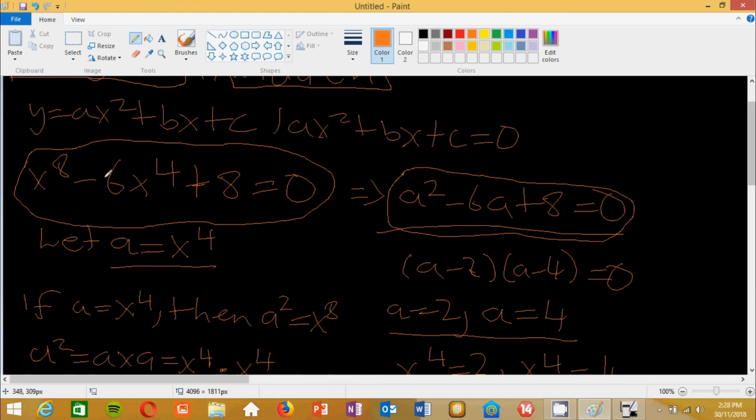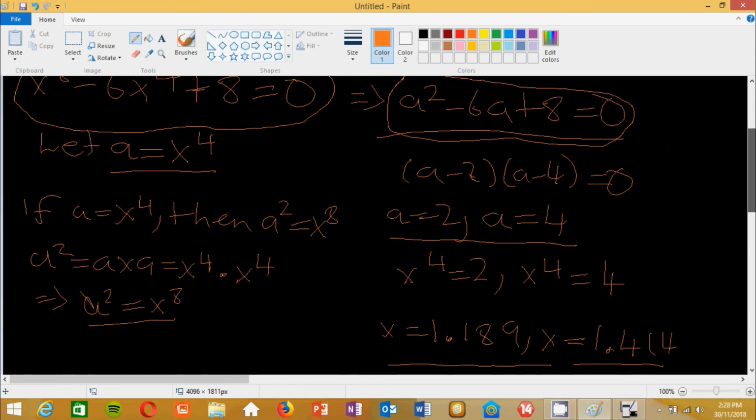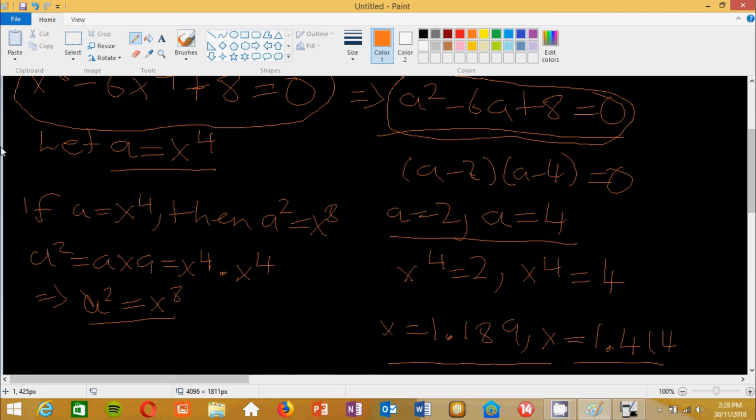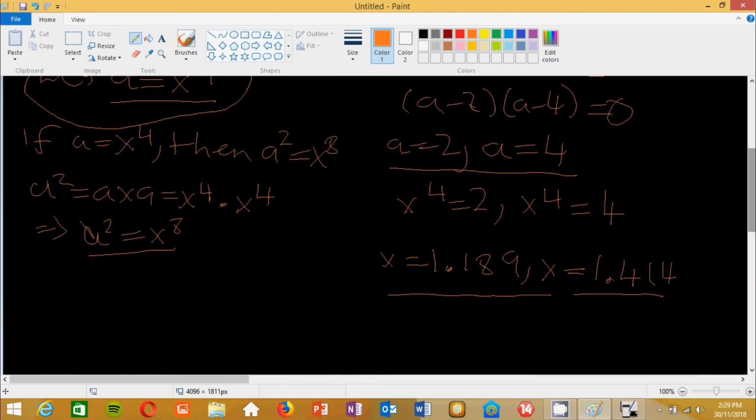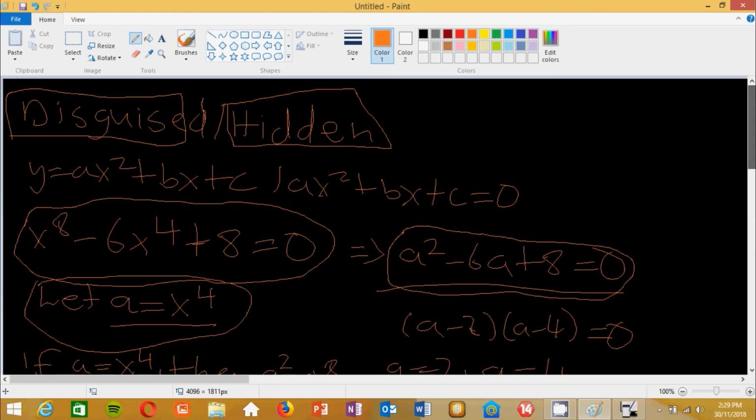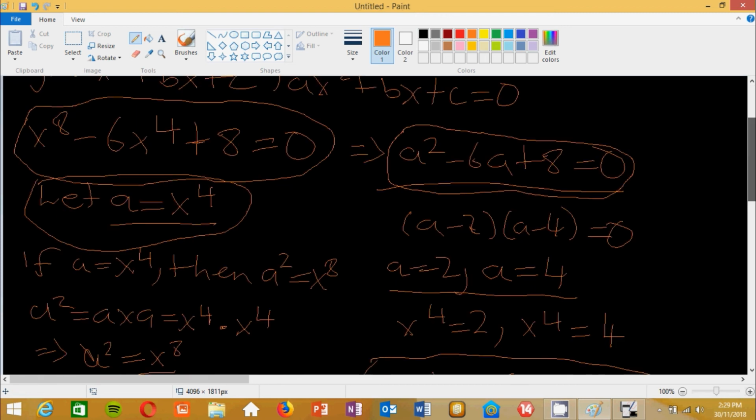So we've taken this equation here and we've converted it into a quadratic expression, and we've solved it for a, and then we went back to this statement here to say, well, if a is equal to x to the power 4 and a is equal to 2, then 2 is equal to x to the power 4. If a is equal to x to the power 4 and a is 4, then 4 is equal to x to the power 4. And then from there, we solve for x and we get this. So this is what a disguised or hidden quadratic equation is.